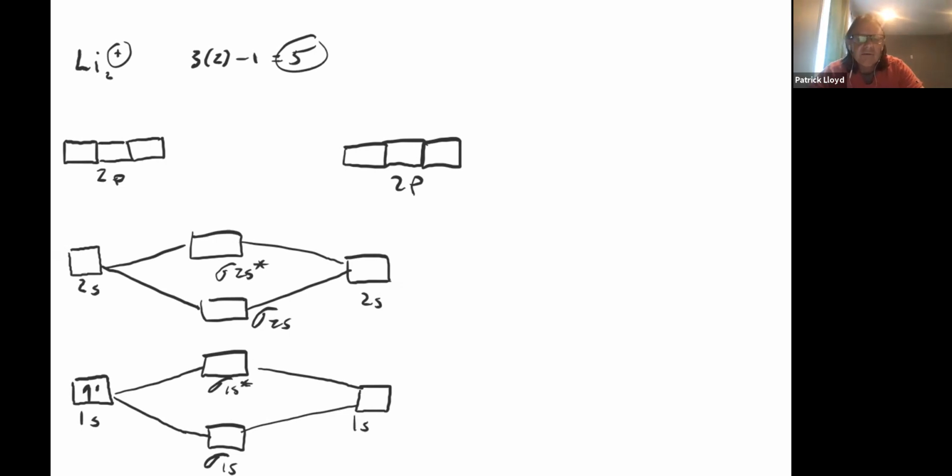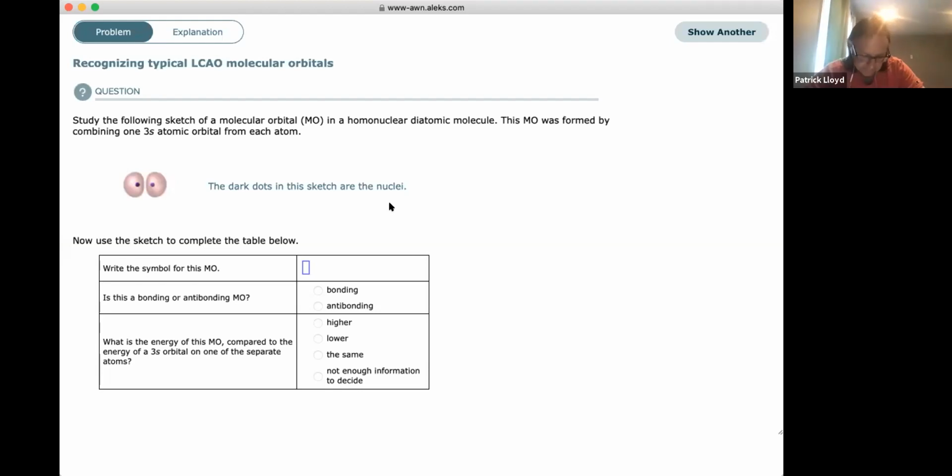Counting sigma and pi, we went over that. Okay. Let me just real quickly though, I want to show you there's one more type of problem in here. I want to go over the pictures a little bit. So these are the molecular orbitals. Okay. So here's what they tell you. Let's take a look at this one.